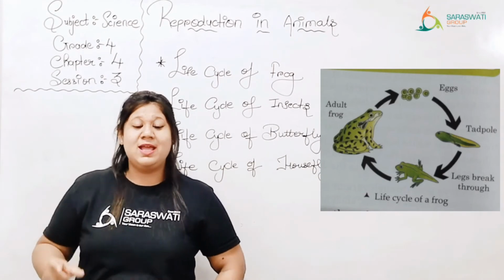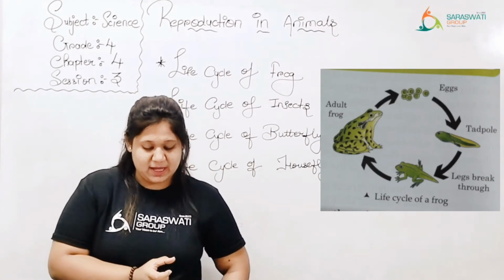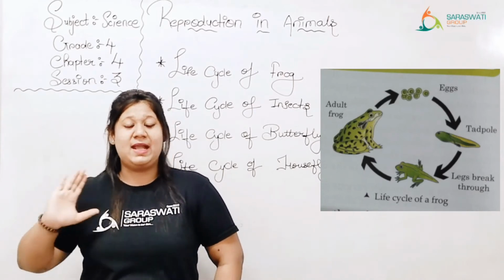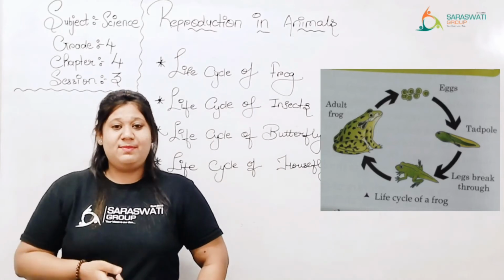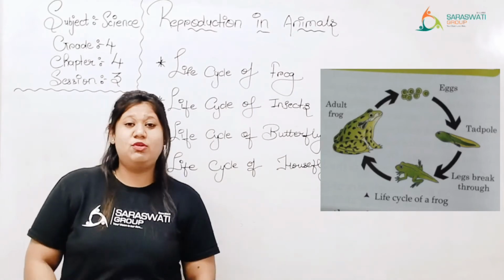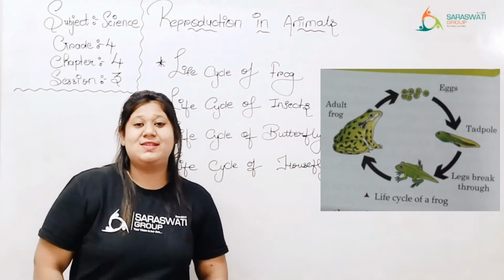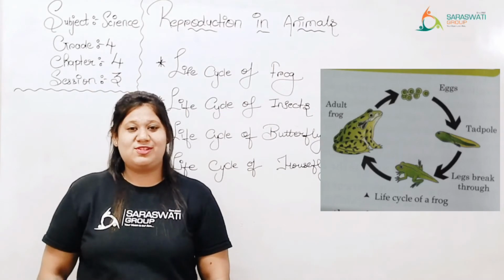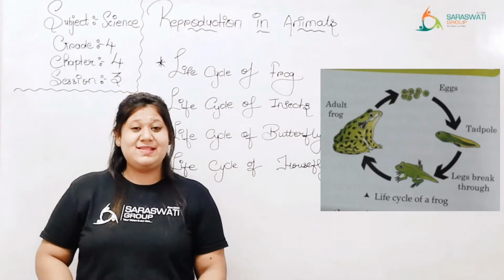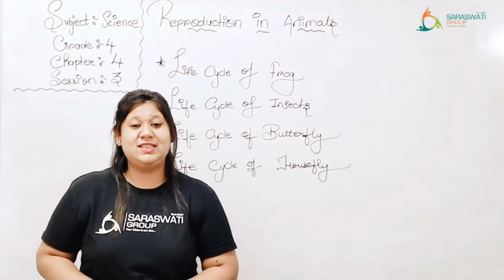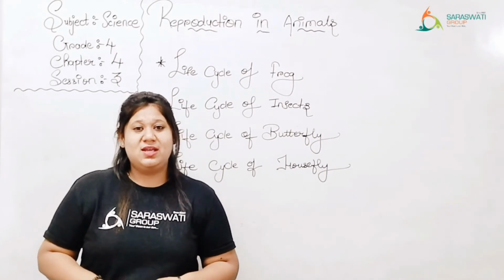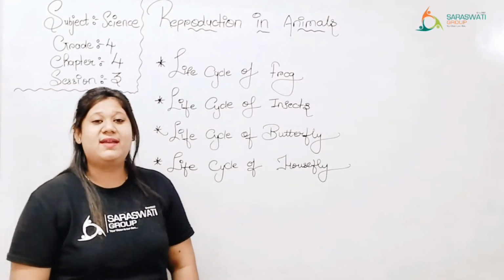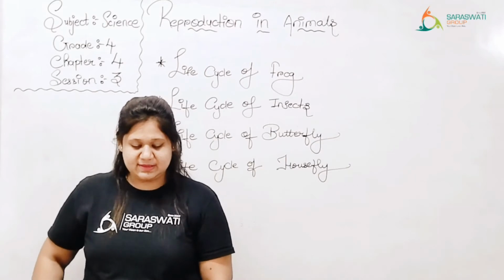Again I am repeating, जब वो young stage होता है, कंप्लीट एक ट्रांसफॉर्मेशन होता है, वो टेडपोल में से एडल्ट फ्रॉग बनता है, उसके बीच का जो ट्रांसफॉर्मेशन है, that process is called metamorphosis. क्या बोलेंगे हम उसको? मेटामॉर्फोसिस. क्लियर? Please, this is a very important thing that you need to keep in your mind. Okay? Now, let me start the life cycle of insects.